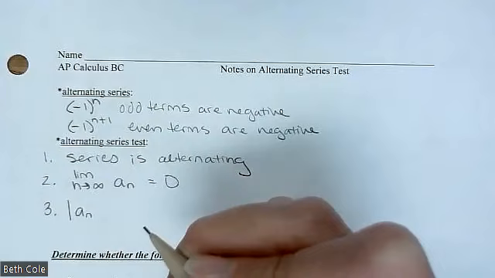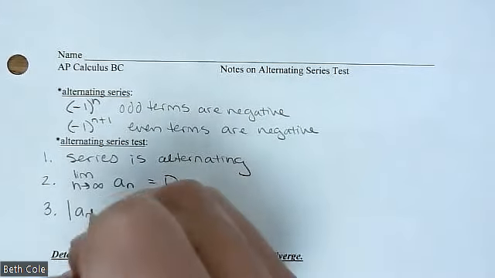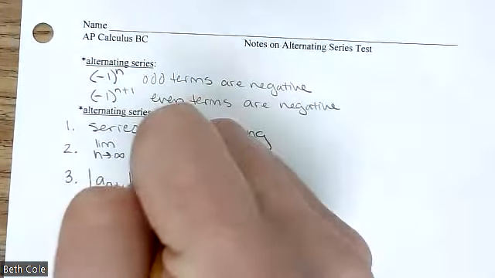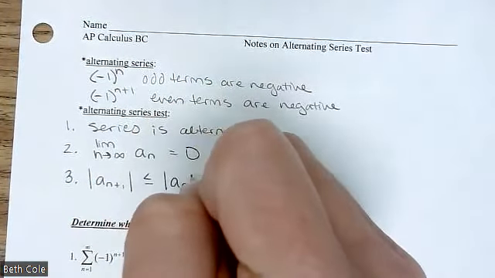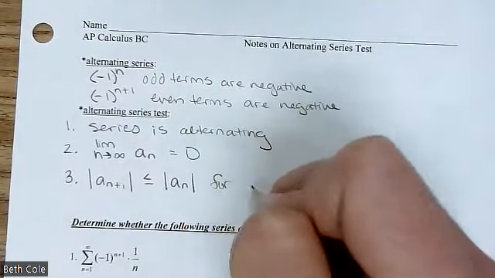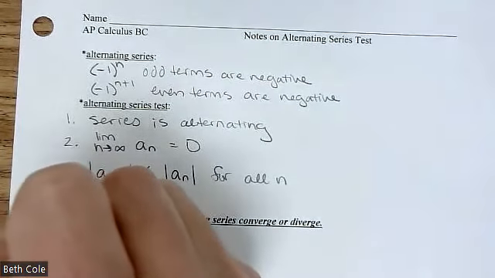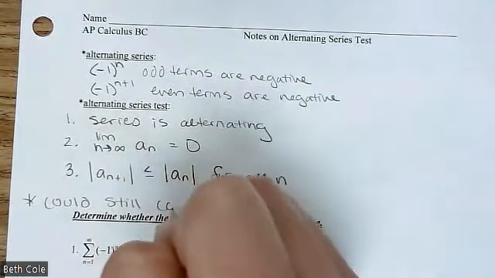And then the third part of it is absolute value. And the reason we have absolute values in this is because the terms alternate, okay? Absolute value of your n plus 1th term has to be smaller than absolute value of your nth term for all n. And what that means is the terms keep getting smaller and smaller and smaller. Your n plus 1th term is smaller than your nth term, like they keep getting littler is what you're showing.